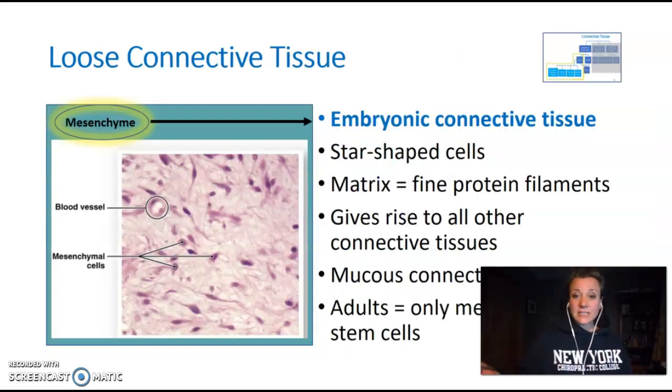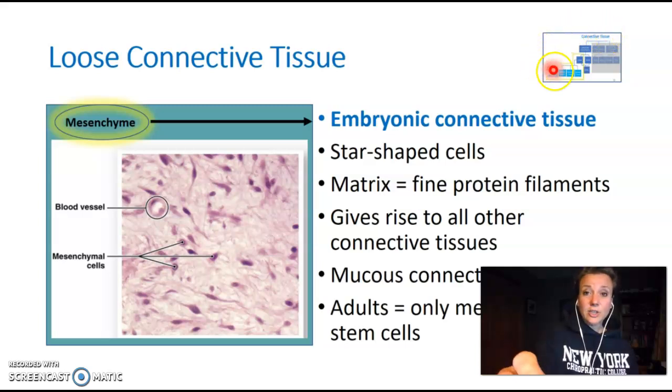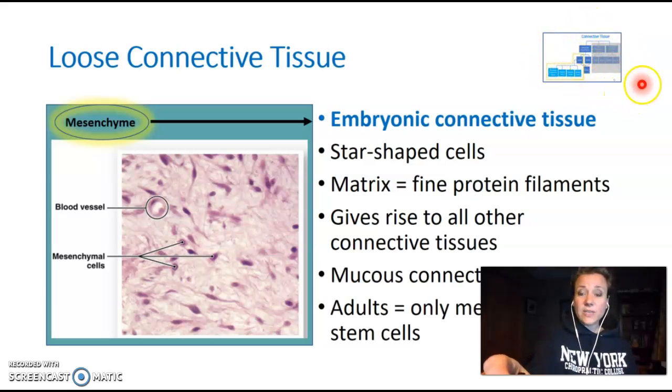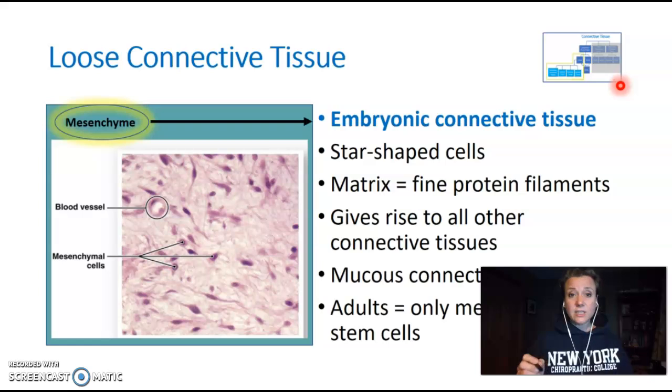All right, so just as a reminder, you can definitely look up here in the upper corner so that you can see where we are at. And the dark blue squares are what you should have copied down on a piece of paper so that you could see what it is that we're looking at. So our first kind of loose connective tissue that we're going to talk about is embryonic connective tissue.